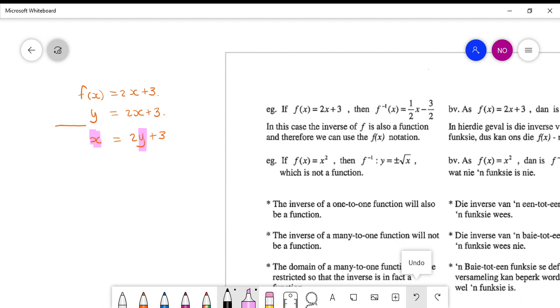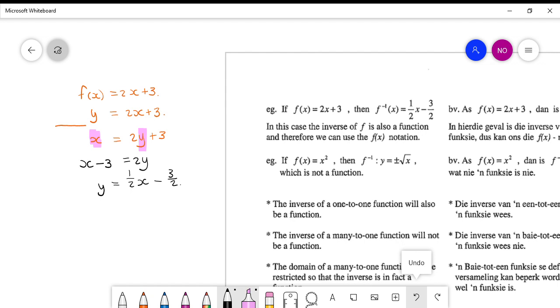So nou skuif ons net rond. Nou sê ons dit beteken daar is x minus 3 is gelyk aan 2y. Met ander woorde, y is gelyk aan 1 op 2x minus 3 op 2. Or you could have written this part as x over 2. Sien julle, ek kry net vir y alleen.